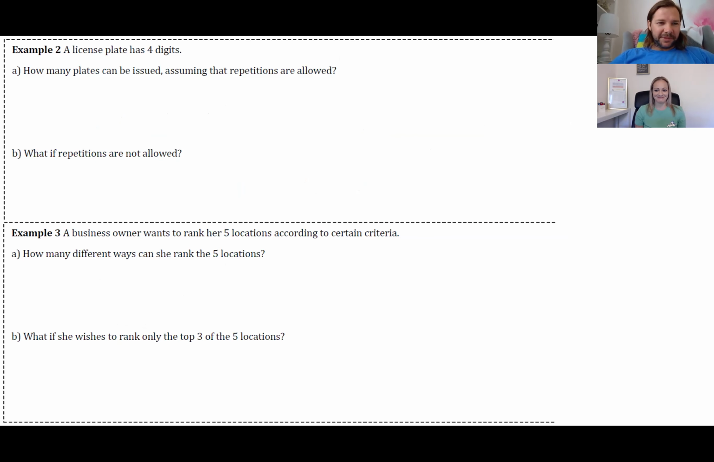Not for me. All right. Do you want to do example 2? Sure. It says that a license plate has 4 digits. How many plates can be issued, assuming that repetitions are allowed? As far as digits, we're talking about the numbers 0 through 9 that you're allowed to put in for each one. So we can view this as a sequence of events where we need to pick a digit, or pick a number, for each one of those spots on the plate.